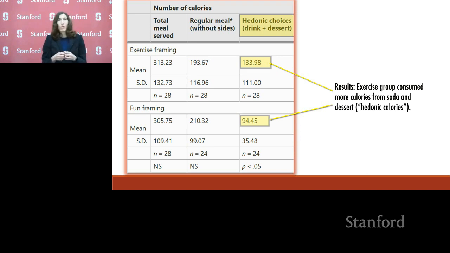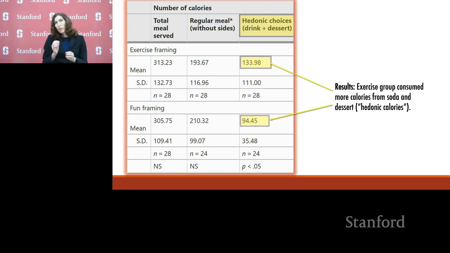Their take-home message was, see, if you tell people that they're exercising for exercise, they end up eating more sweets afterwards. Now, you might notice right away that this is not a huge difference, right? This is a 40-calorie difference, so it's not a really big difference.